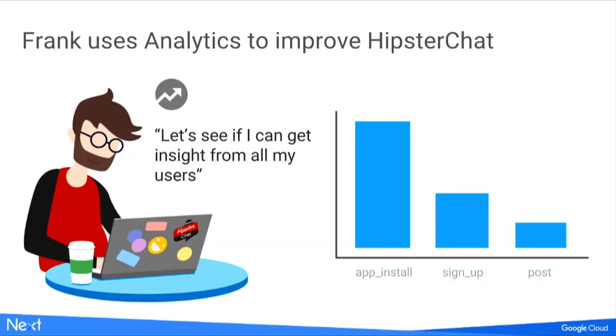So, Hipster Chat has been growing, and Frank has his eye on quality. He's hungry for insight, so he uses Firebase Analytics to learn how people use his app. He's so hungry for feedback that he added a feature where his users can fill out a survey. He's hungrier still, so he even has an analytics event to track when people fill out the survey. And maybe Frank is just hungry.